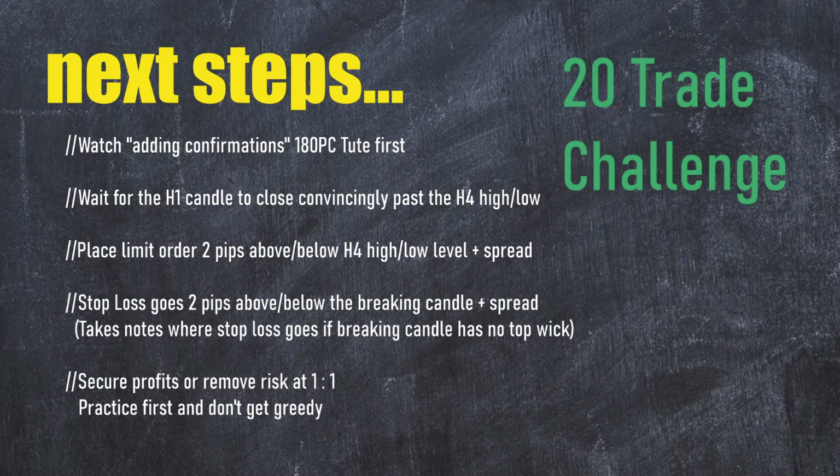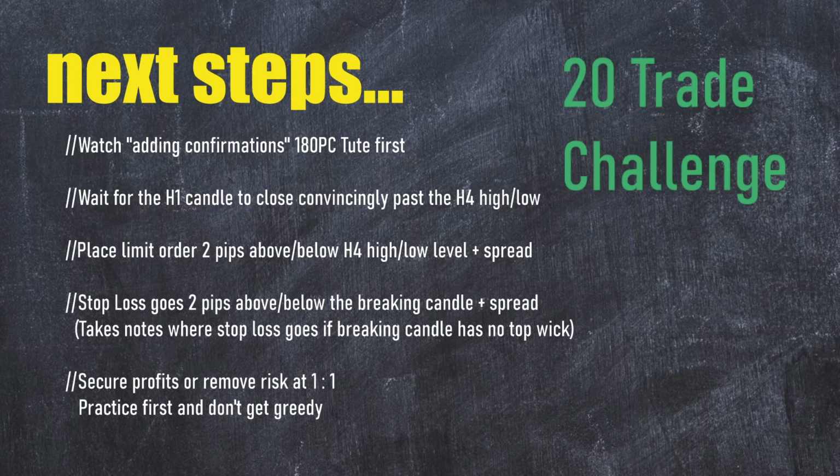The stop loss goes 2 pips above or below the breaking candle, plus spread. And I'm going to show you that when the breaking candle has no top or bottom wick, you're going to have to make a slight adjustment. So take notes when I cover that part.